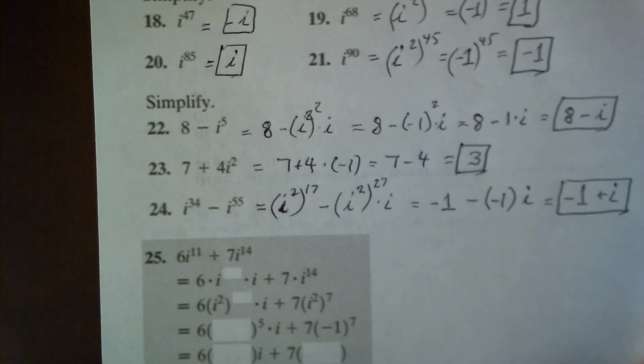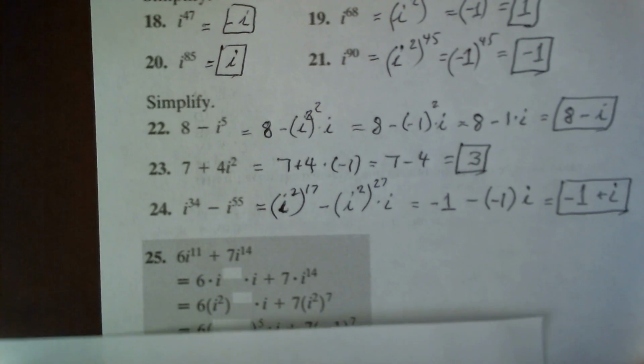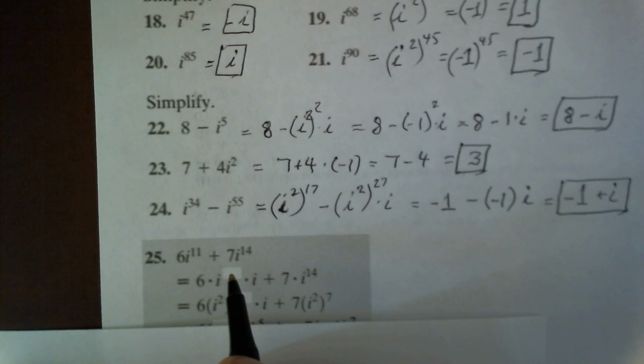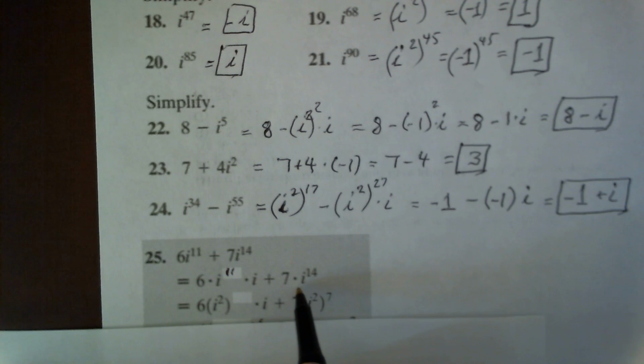And here's a guided solution problem. So we have 6i to the 11th plus 7i to the 14th power. So we can write that as 6 times i to the 11th plus 7 times i to the 14th power. And so we can write that as 6 times i squared to the 5th power. It's to the 10th, i to the 10th plus i is i to the 11th, so that's correct.